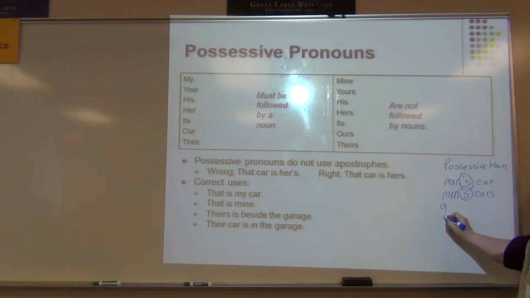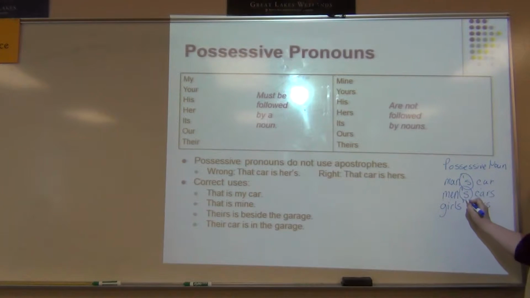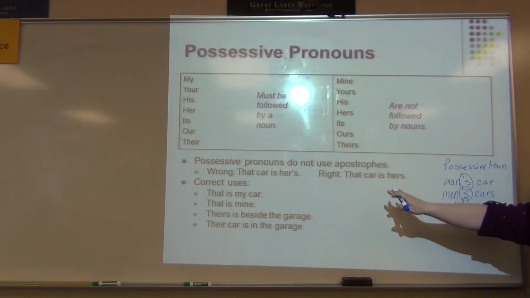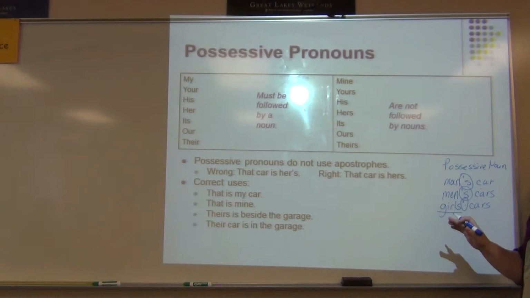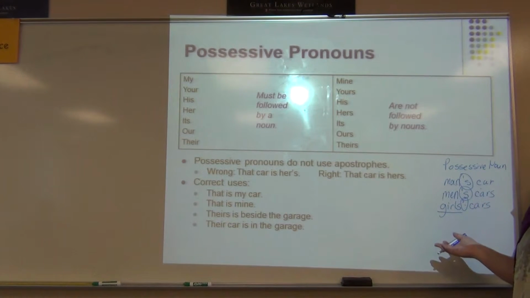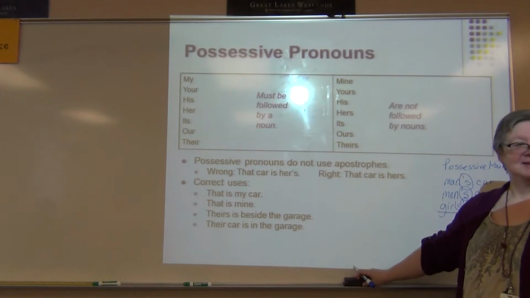Okay? But if I was talking about girls, I have more than one girl. The girls own cars. Now I just use the apostrophe to show the possession. When the plural noun ends in an S, you use just the apostrophe. Otherwise, it's always apostrophe S. Pronouns never use them. Okay? Got it? Yeah, once somebody teaches you that rule, it's like, oh, that's what that's doing there. It makes a whole lot more sense. Okay?